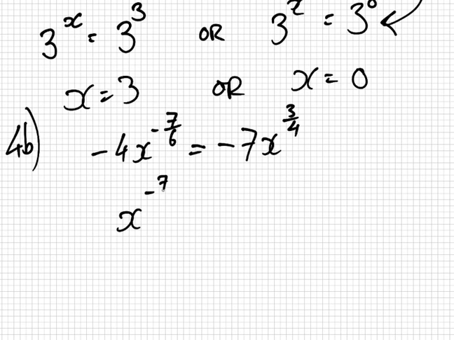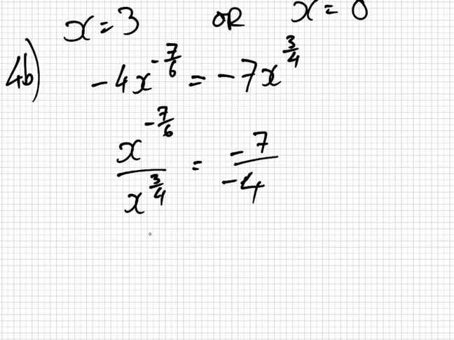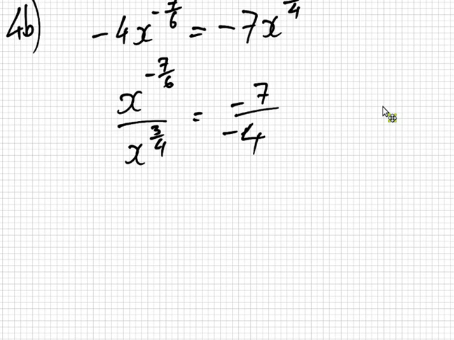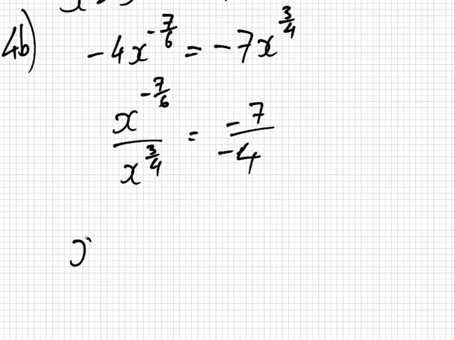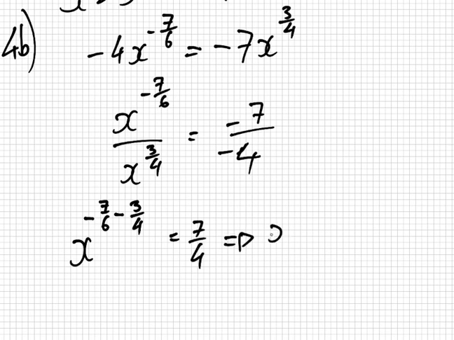x power minus 7 over 6 over x power 3 over 4 equals minus 7 over minus 4. I cross multiplied. Here I get x power minus 7 over 6 minus 3 over 4 equals 7 over 4. So that means it's x power, what's this here? Put that in.